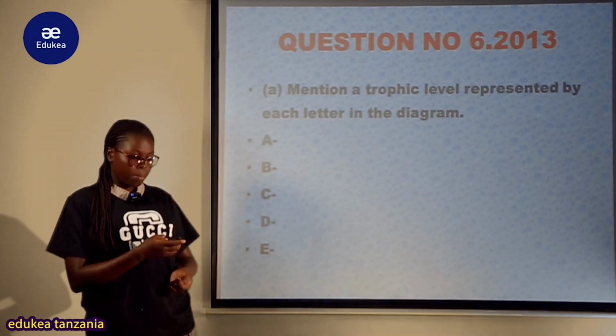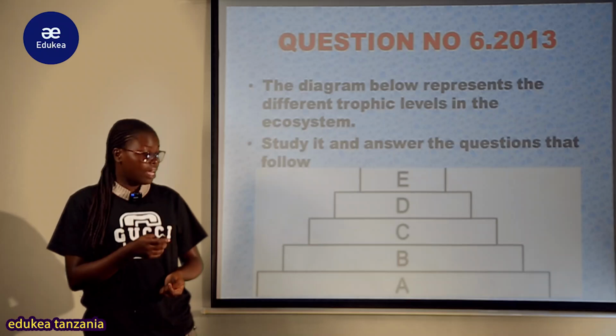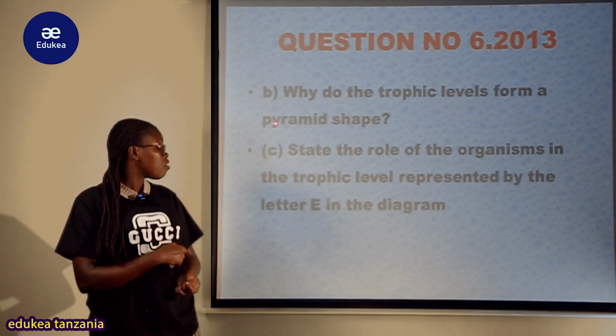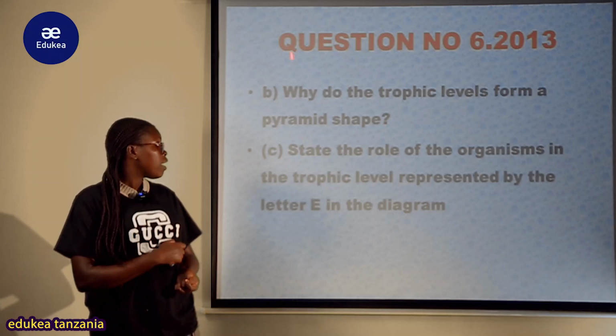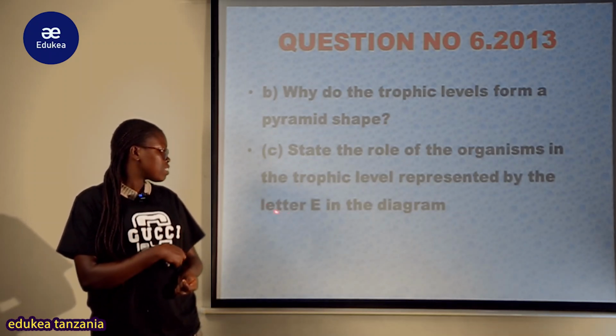Letters A, B, C, D and E, as you see. And another question, B, why do the trophic levels form a pyramid shape? And the last question is, state the role of the organism in the trophic level represented by the letter E in the diagram.